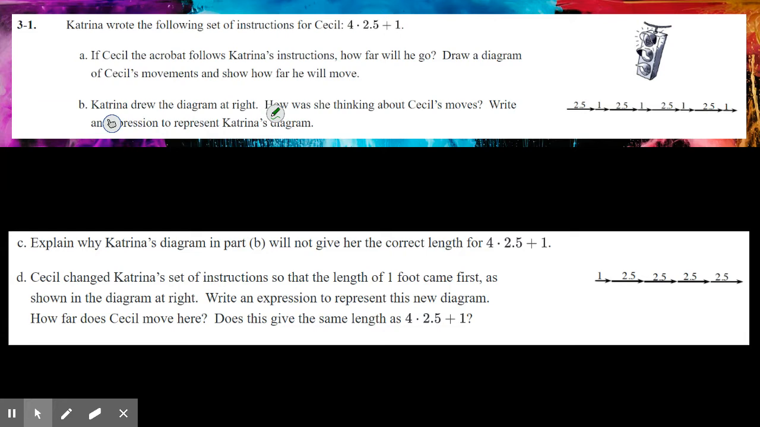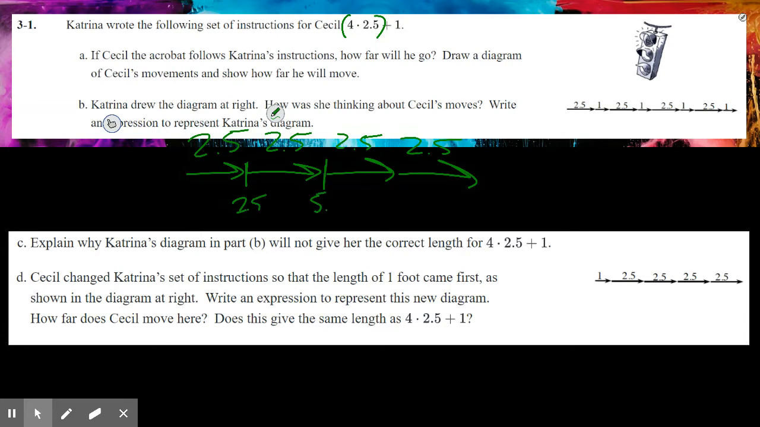Okay, so let's go ahead and start with our diagram here. We need to think about our PEMDAS, our order of operations. So we're going to do the multiplication first because that comes before adding. And so if we do 2.5 in the positive direction 4 times, it'll look like this, right? 2.5, 2.5, 2.5, 2.5. If we want to keep track, it would be 2.5 here, and then we'd be at 5, and then we'd be at 7.5, and then we'd be at 10.